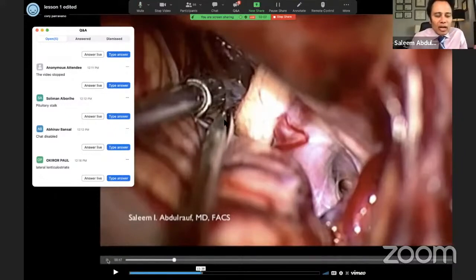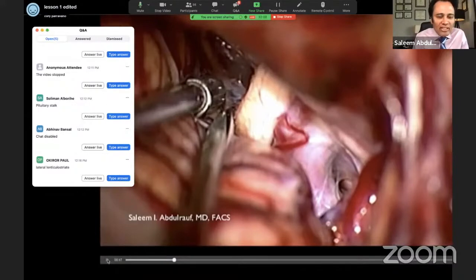But I can use both hands for everything. Depending on the situation, sometimes I'll have the scissors in my left hand and the suction in my right hand, depending on what situation I'm in. And that's how I want to train you.